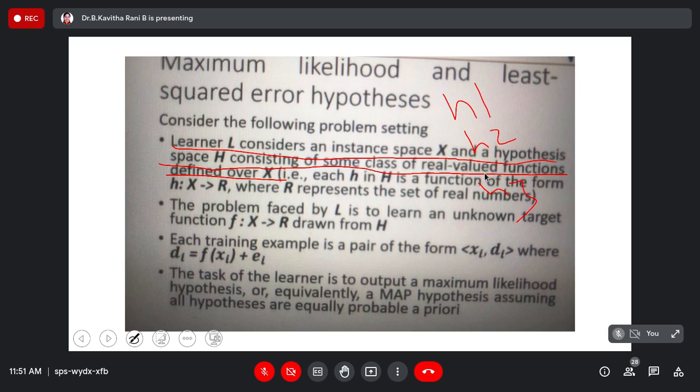So H1, H2, H3 are consistent with the training examples, but we do not know the likelihood of the hypotheses given the training examples. So this is the problem we are going to make the machine learn here.